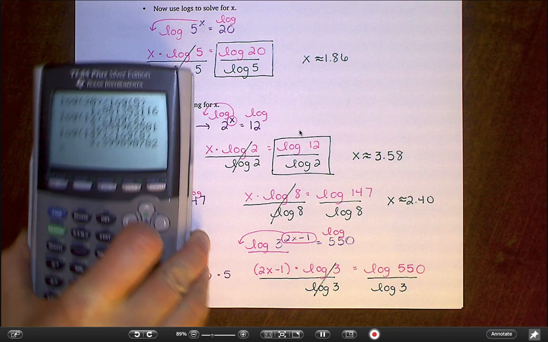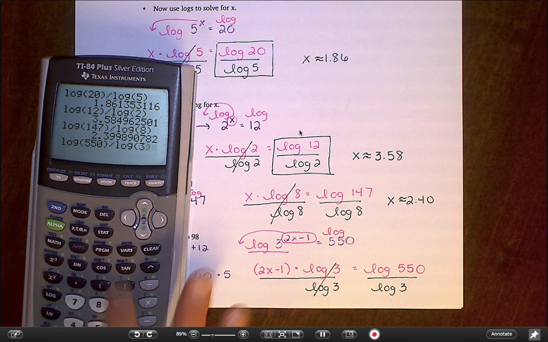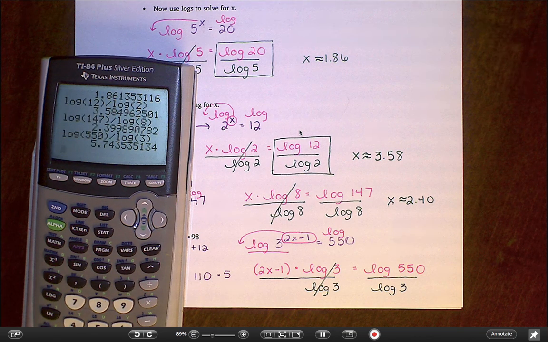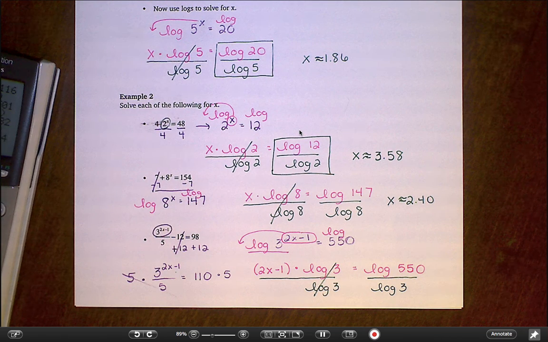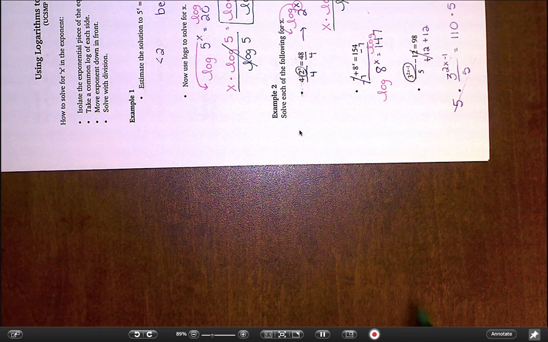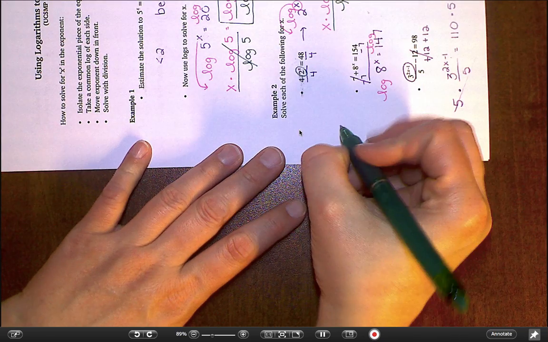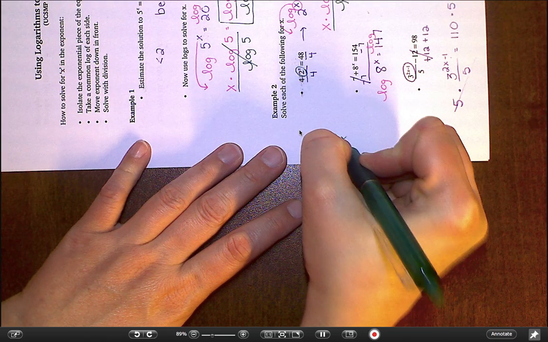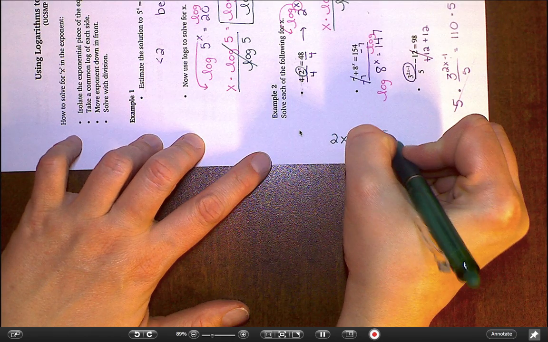Okay, this is the part that's going to go in my calculator. So log of 550 divided by log 3. I end up with this 5.74. And I'm probably going to write it as a rounded number for right now. Gosh, I'm out of space here. Sorry, I'm going to move up the side. There we go. Okay, so this is example 3 continued here. So what I have right now is 2x minus 1 over on the left. And then I ended up with that 5.74 number.